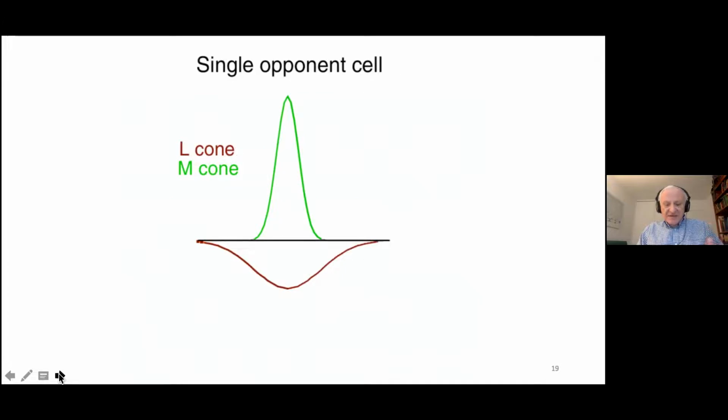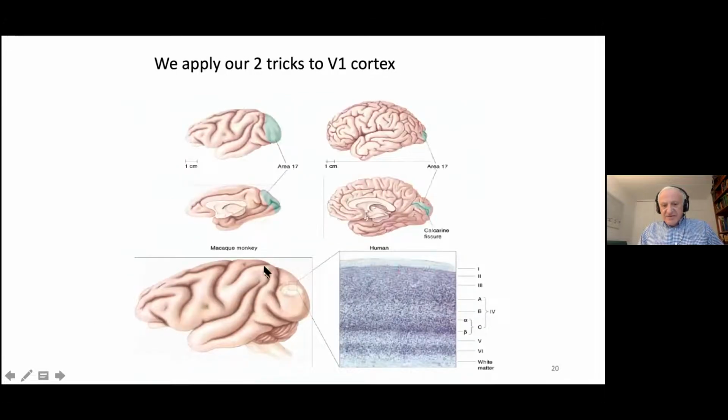And then when you get to the cortex, you can use the same two tricks, spatial filtering and cone isolation, to look at neurons in the monkey cortex, which we use as a model for the human. If we take a look at a cross-section through the monkey primary visual cortex, we see it's a layered structure. There are input layers and output layers, layers 2 and 3 are the output layers that go to the rest of the cortex. A lot of our work has been studying the neurons in the outer layers because they are the ones projecting to the rest of the cortex, and they're the basis for color perception.